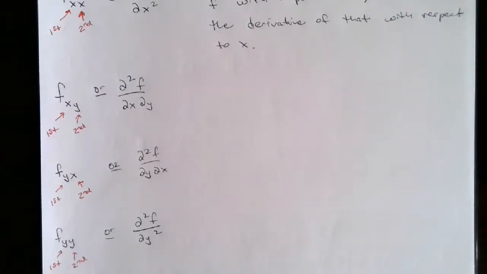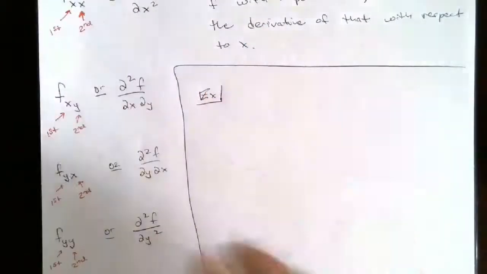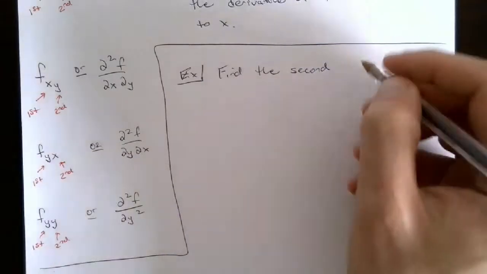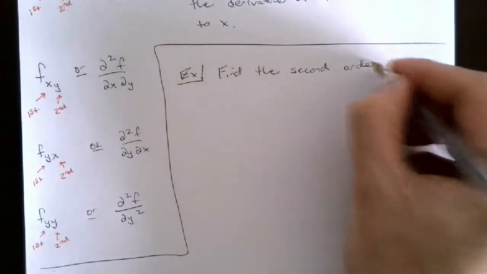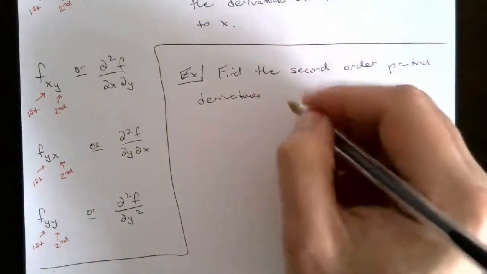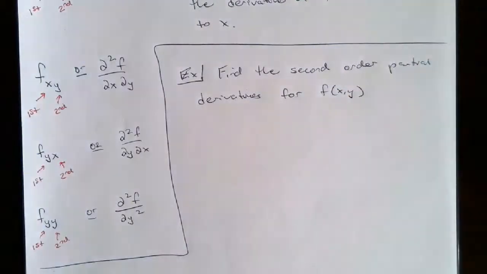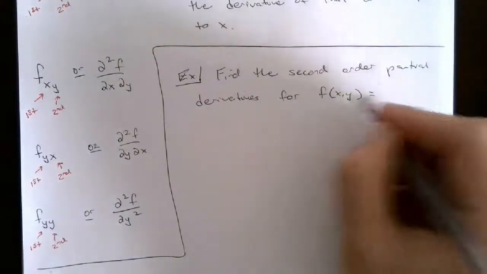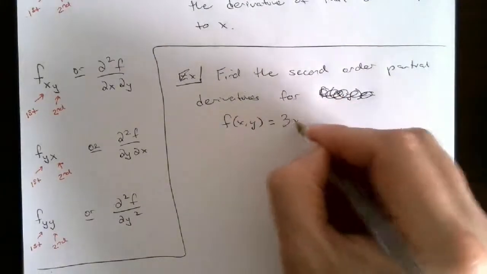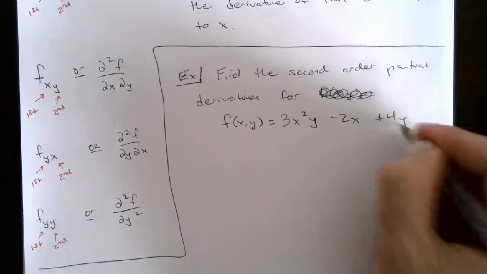So if I said, for an example, find the second order partial derivatives for f of x comma y equals, maybe I'll do it down here so I have more space, f of x comma y equals 3x squared y minus 2x plus 4y.